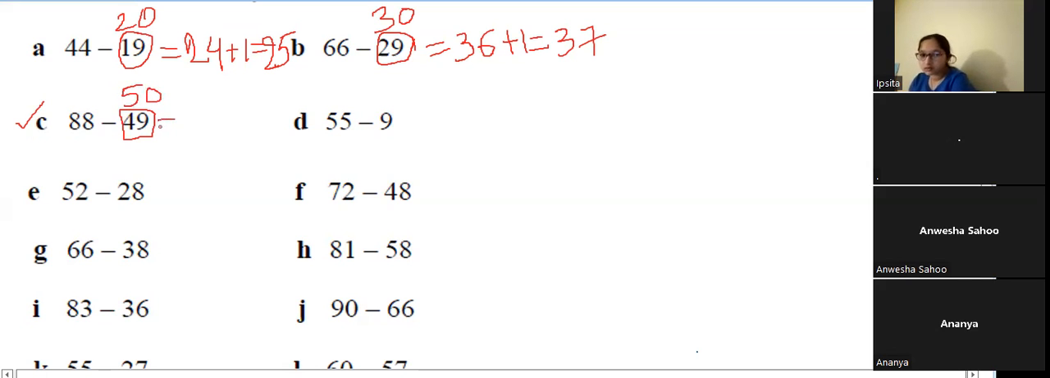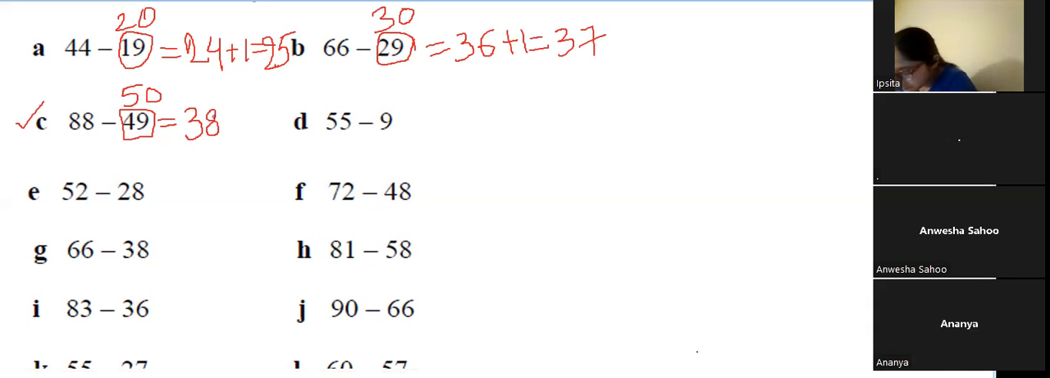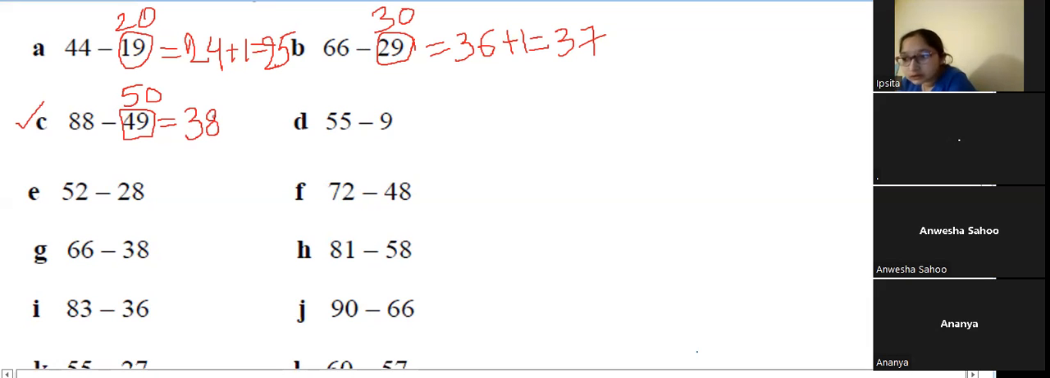Tell me, 88 minus 50. 38. Okay, then any other operation? 38 is the answer, and then you subtract by 1, so it can be 37. Do we have to subtract one, or add one? See here, we have to add.